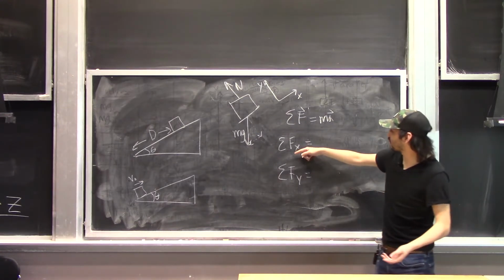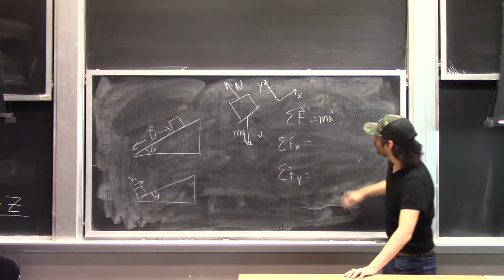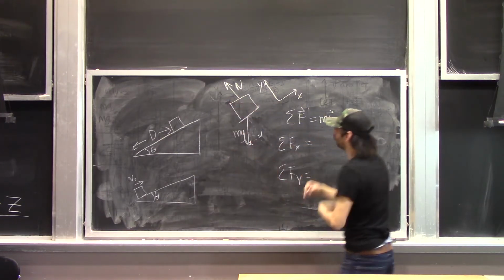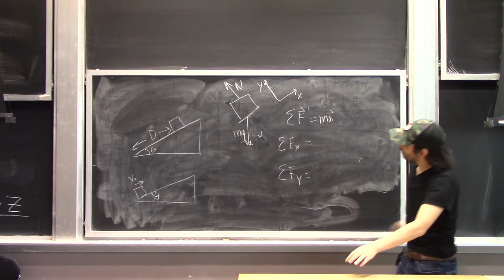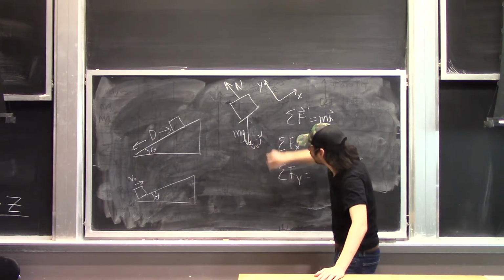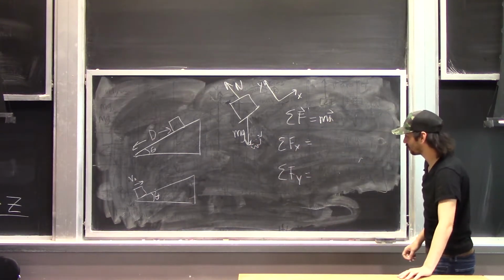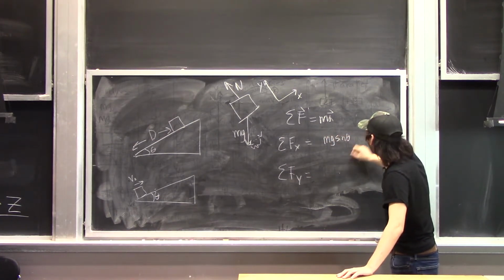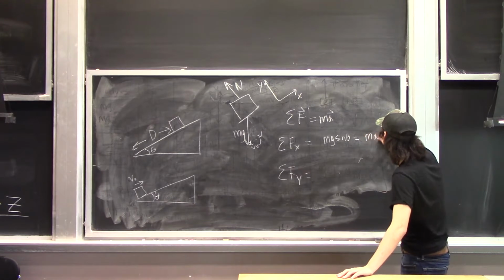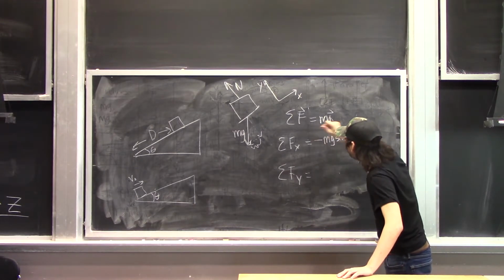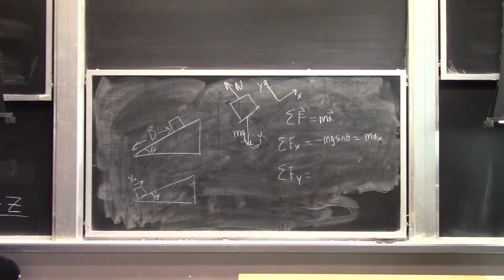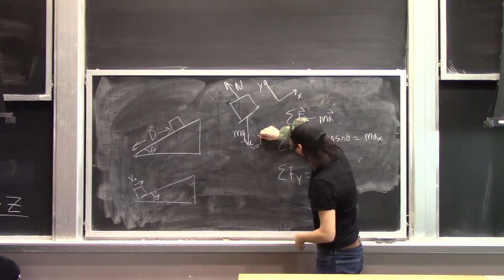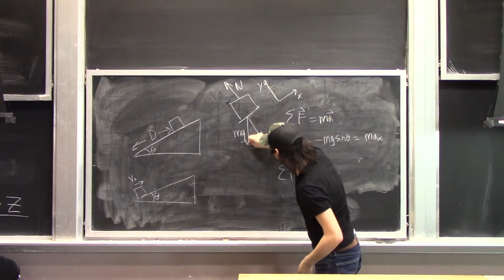Now, if I want to find the sum of forces in the x direction, I just have to ask myself, for all of the forces acting on this block, which ones are in the x direction? It turns out that just this component of gravity is in the x direction. This is going to be mg sine of theta, which is equal to max. This also has a negative sign because our positive x direction is going up the plane, and this force is going like this.